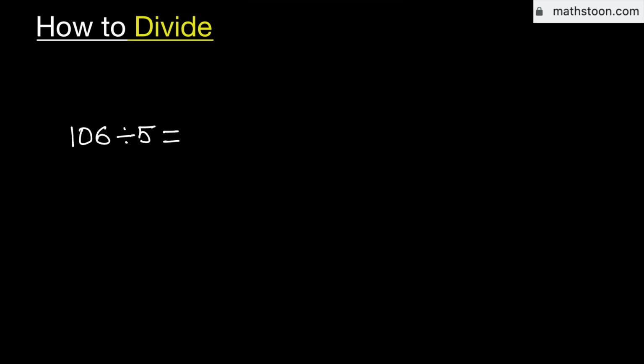Let's learn how to divide the number 106 by 5 using the long division method. See that 1 is less than 5, so we will consider the number 10. 5 times 2 is equal to 10.